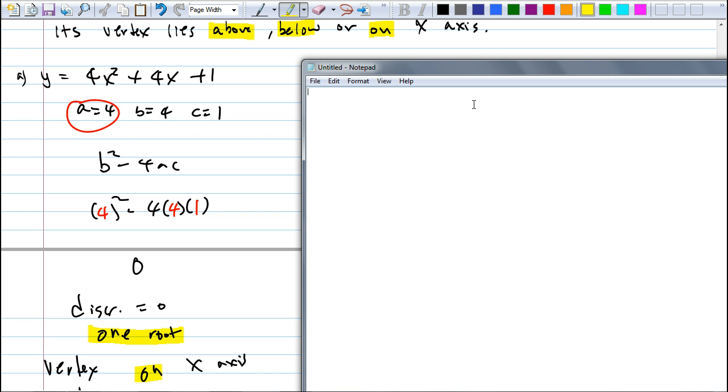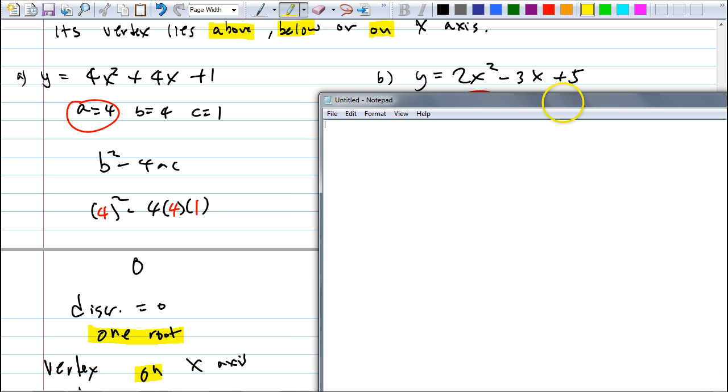Yeah, because discriminant is 0. How many roots are you going to get? 1. And therefore, if you're going to get 1 root, the only possible way for that to happen is if the vertex is on the x-axis, and that's the only one vertex. And that's the only one x-intercept. Does that make sense?